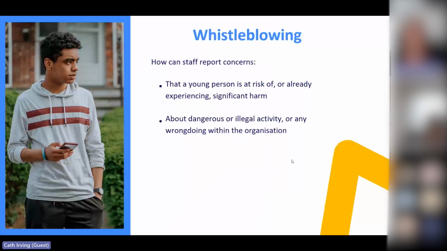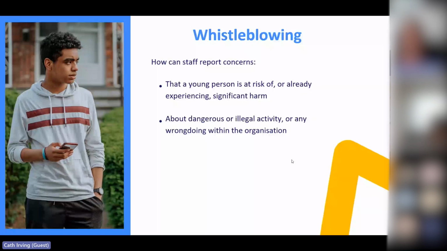Within your safeguarding policy, you need to have a section on whistleblowing. So this needs to set out how staff can report concerns that maybe a young person is at risk of or experiencing significant harm within the setting, or any dangerous or illegal activity or any other wrongdoing within the organisation. And all organisations need to have clear whistleblowing procedures in place, so staff feel confident to raise concerns.